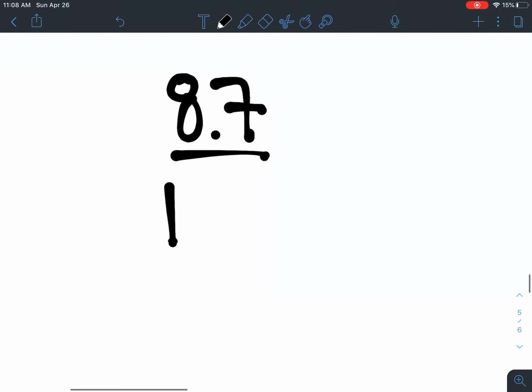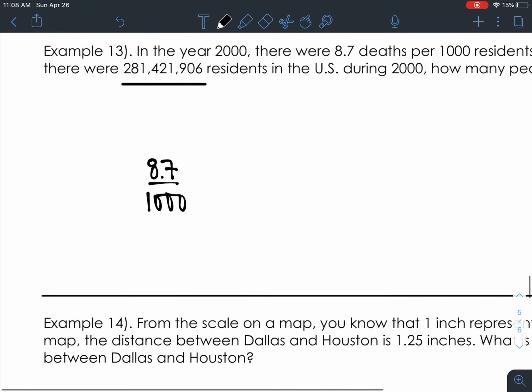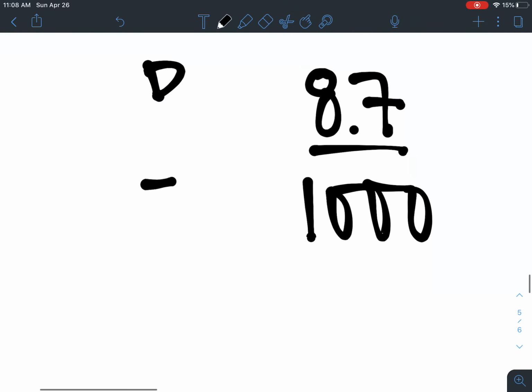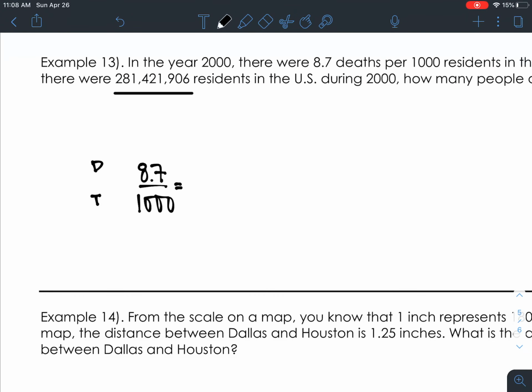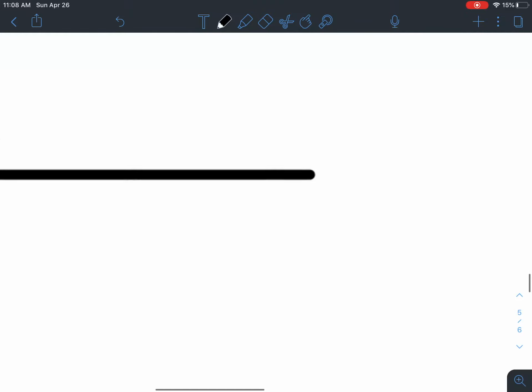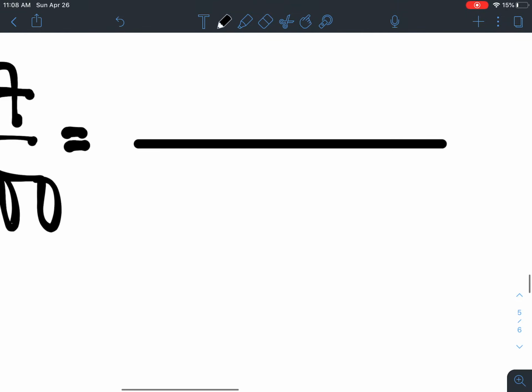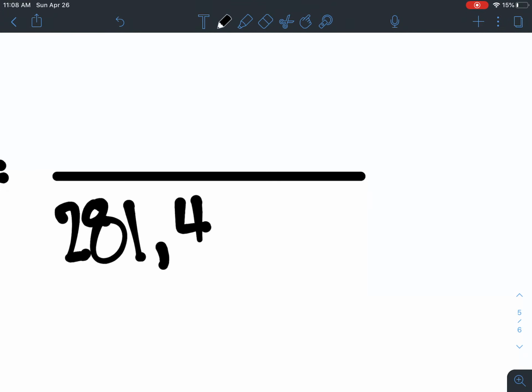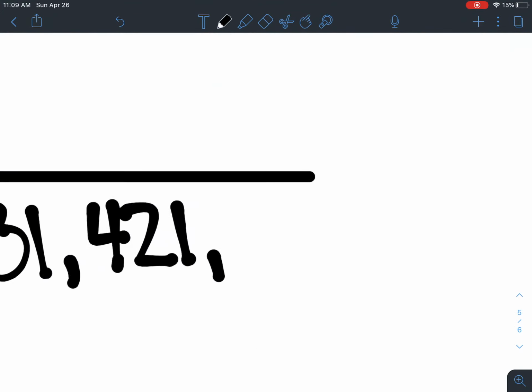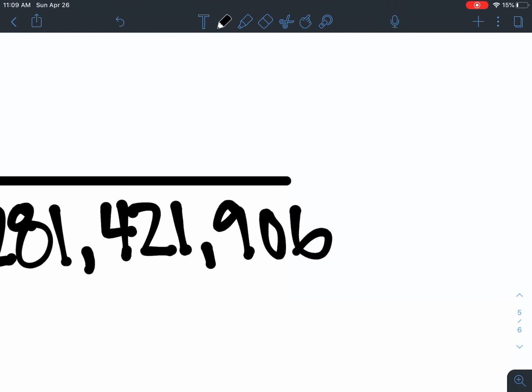Okay, so let's start with a ratio we know. We know that there were 8.7 deaths per 1,000 people, so this is deaths per total people. And we want to know, if the population of the U.S. was that number in 2000, how many of those people died. So I'm going to go ahead and write that number down. 281,421,906 residents. Cool.